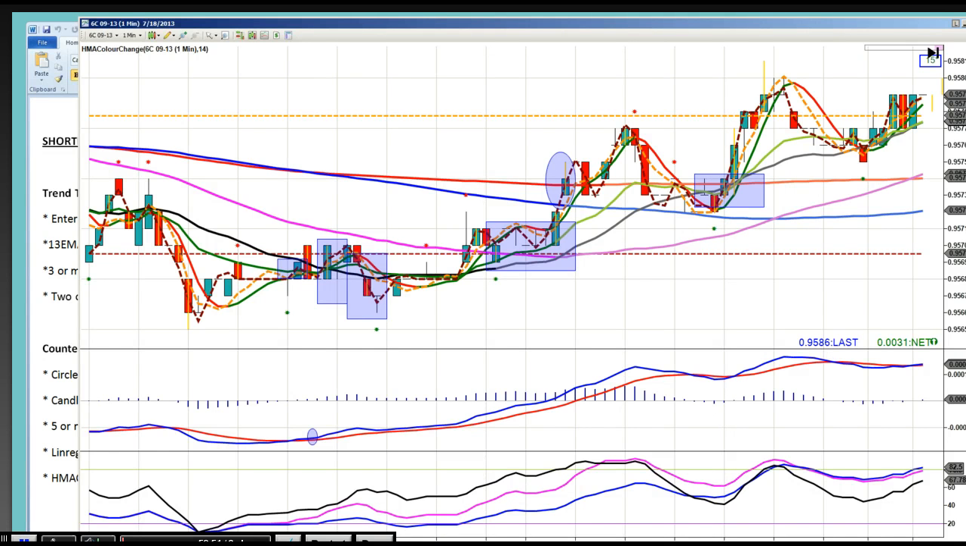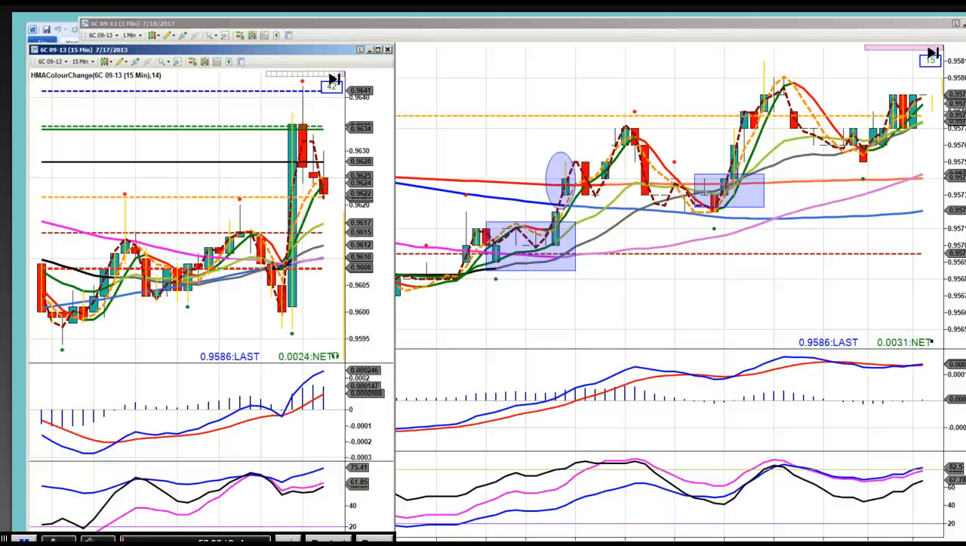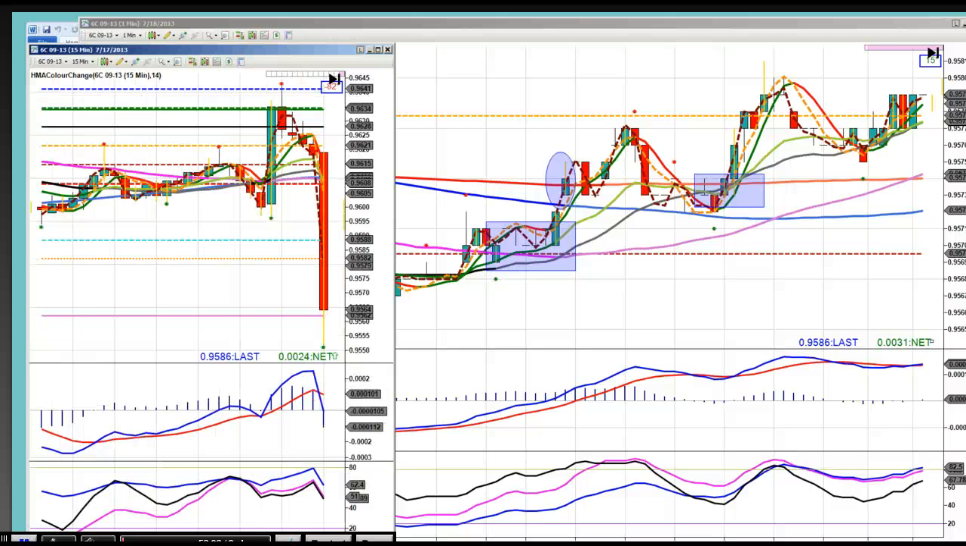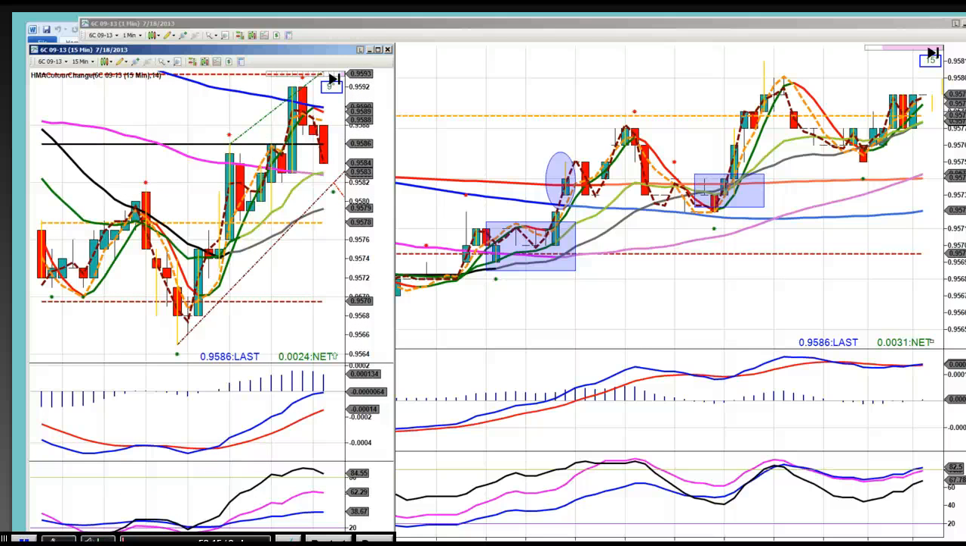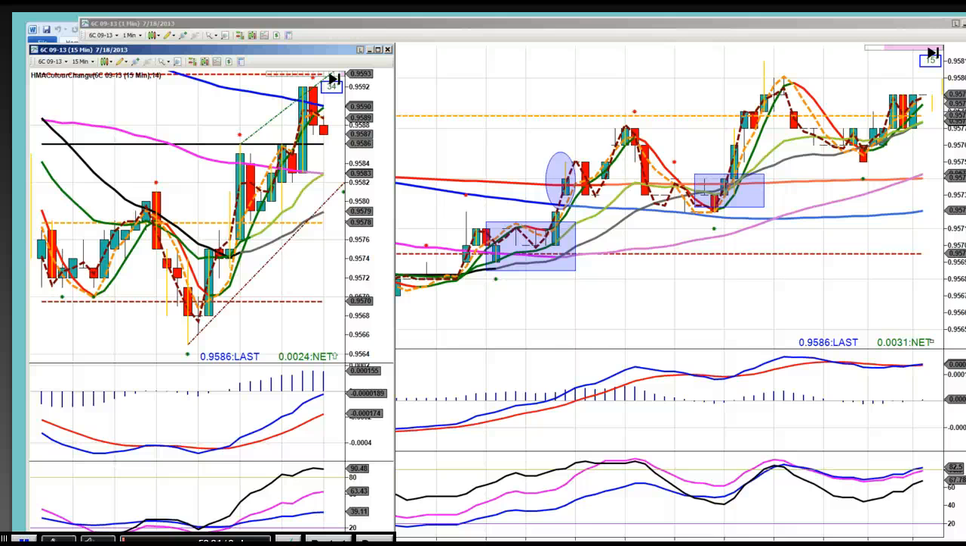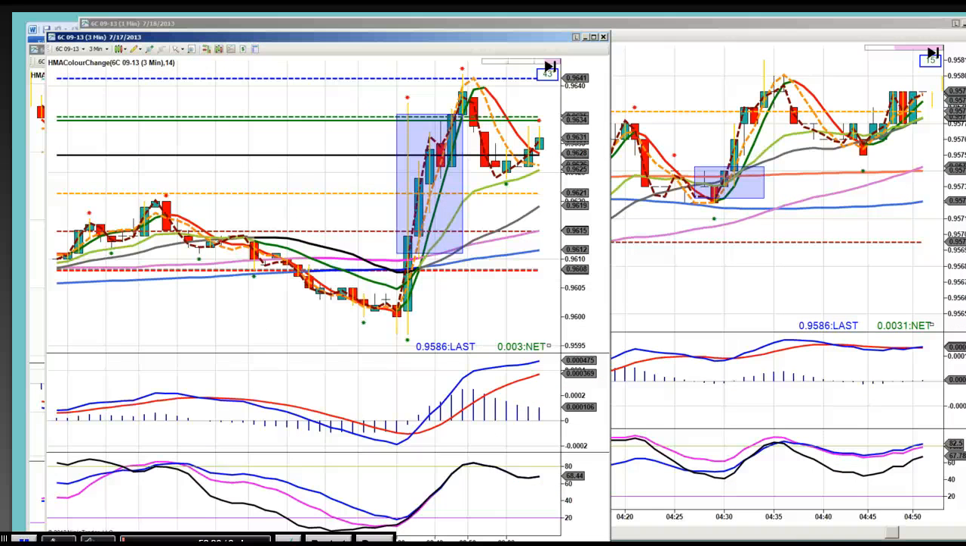Now, if you want to look at another time frame, I think I had prepared something. Let me see if I've got the right examples to show you. Okay, so let's actually look at the 5 minute for a second here. Well, the 3 minute will probably give us a better view of this example that I want to show you. Okay, here's a good example.